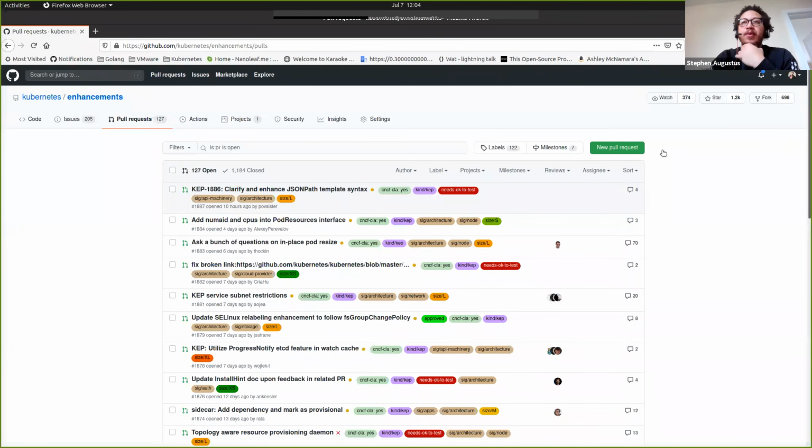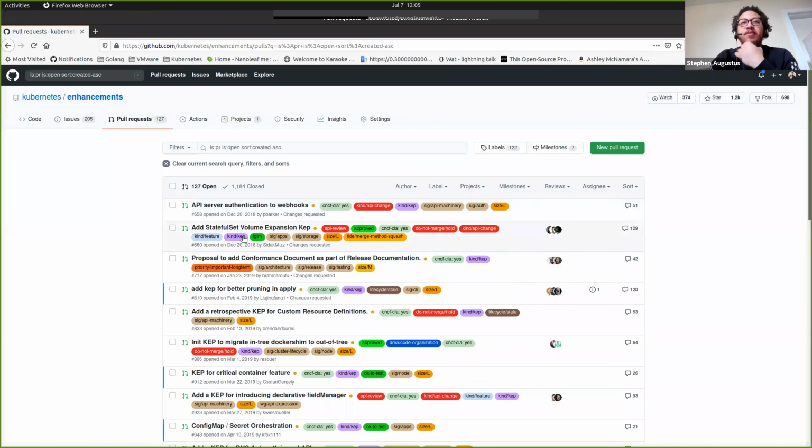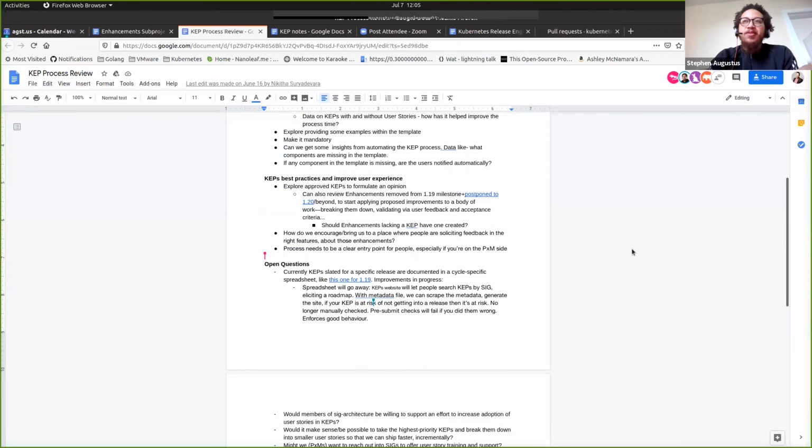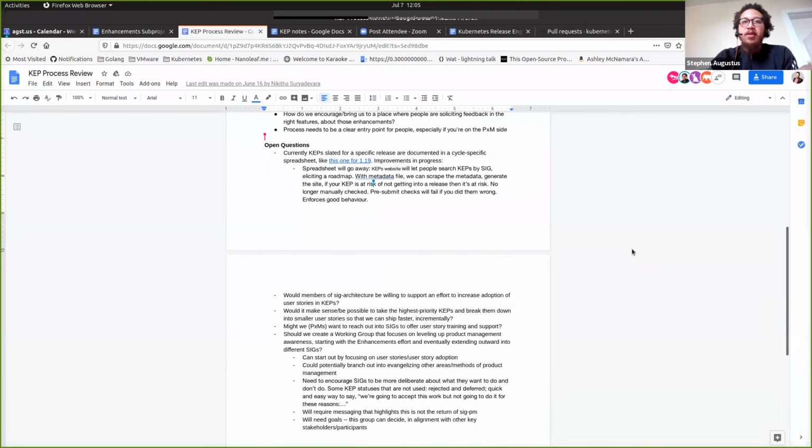And if we were to sort by oldest, we've got stuff that's been open since December 2018, right? And this goes back to the point that we need to make it easier for reviewers and approvers to do their thing. This is not just an enhancement subproject thing. This is a community-wide problem of reviewers and approvers being oversubscribed in multiple areas.